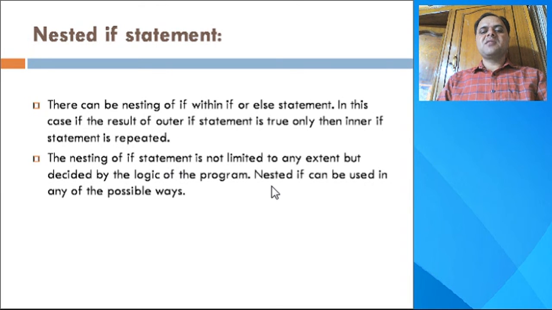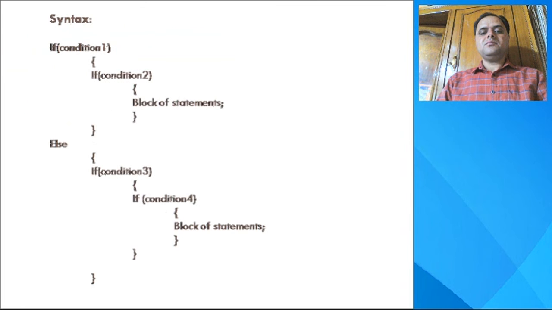The nesting of this statement is not limited to any extent, but decided by the logic of the program. So it is not limited that you can use only one if inside another if, you can use another if inside that if, and so on. So nested if can be used in any of the possible ways. So we can use any number of nested if statements as the program requires. So the syntax of nested if is, if this condition is true, then the second condition will be checked, and if this condition is true, then this block will be executed, and if this condition is false, then control goes to the else part, and condition 3 will be checked.